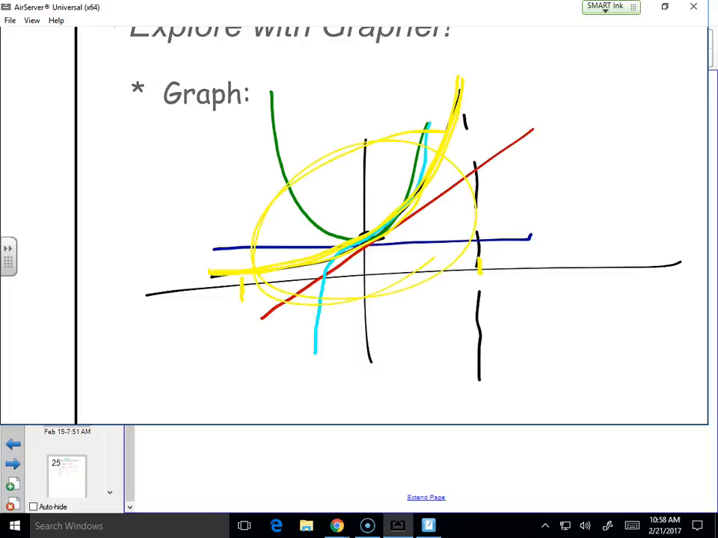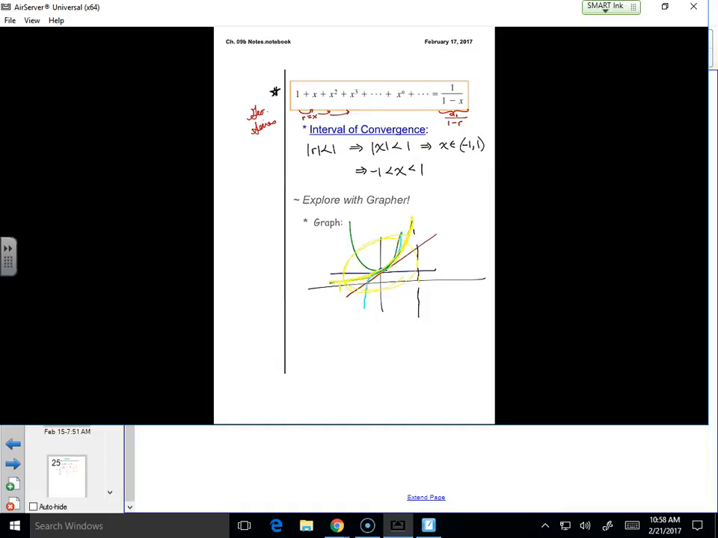And what did you guys notice going on in this little interval from negative 1 to 1? It got closer to 1 over 1 minus x. You got closer and closer and closer to 1 over 1 minus x. And that was pretty spiffy. And then we saw something else.